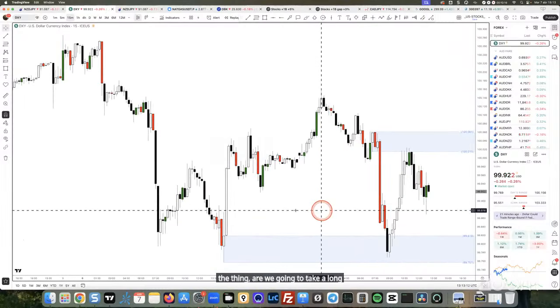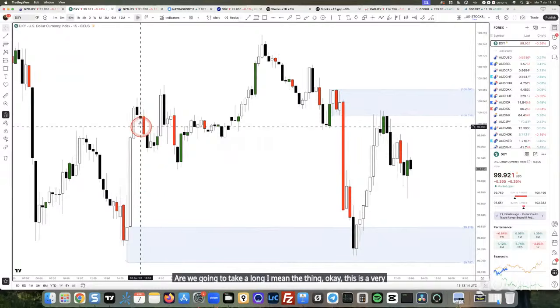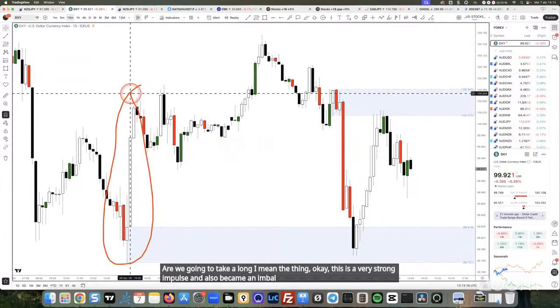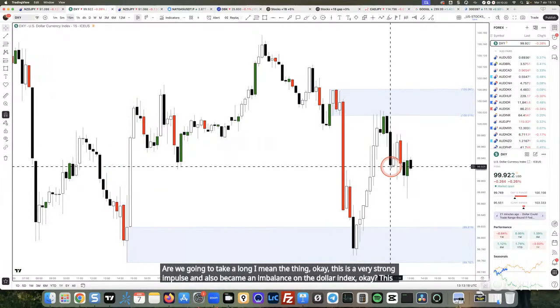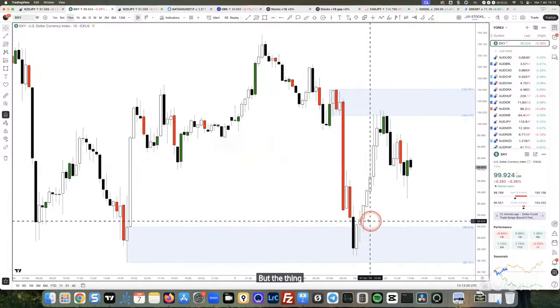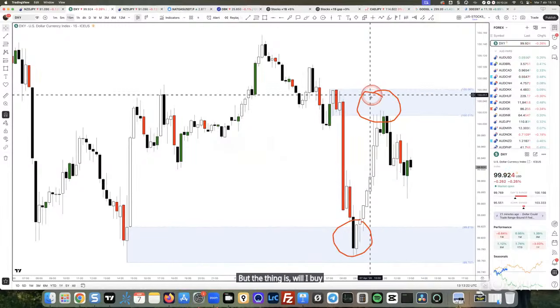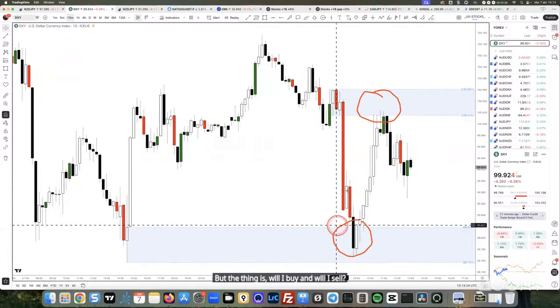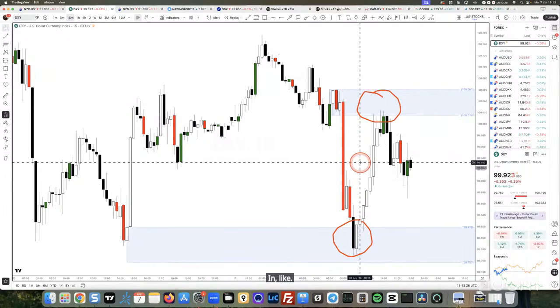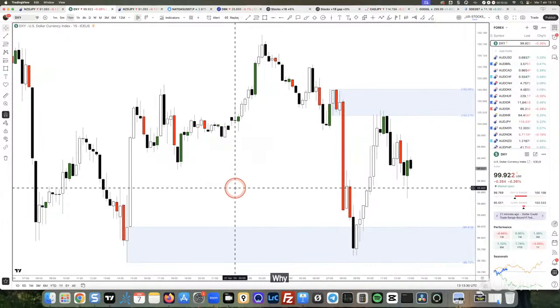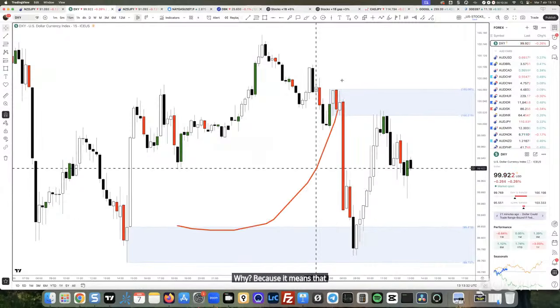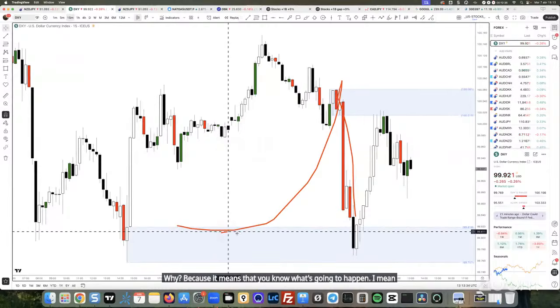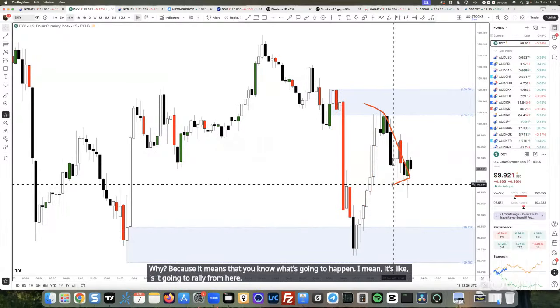I mean, they think this is a very strong impulse and also became an imbalance on the dollar index. This is also an imbalance. But the thing is, will I buy and will I sell in one day or a few hours? That's the problem. Why? Because it means that you know what's going to happen. It's like it's going to rally from here, you're going to go short from there, you're going to drop from there.